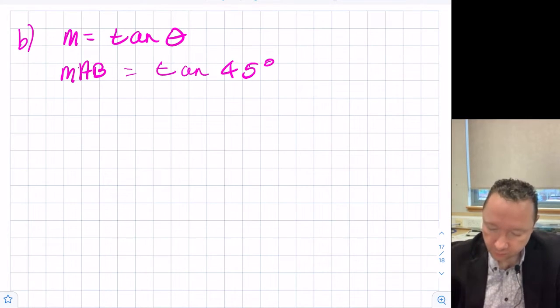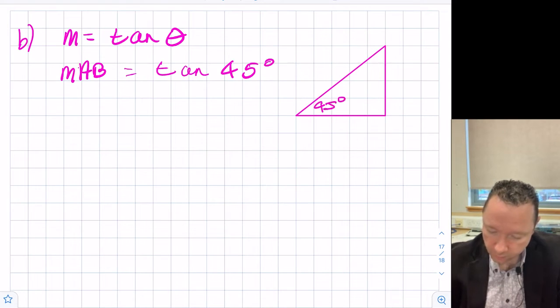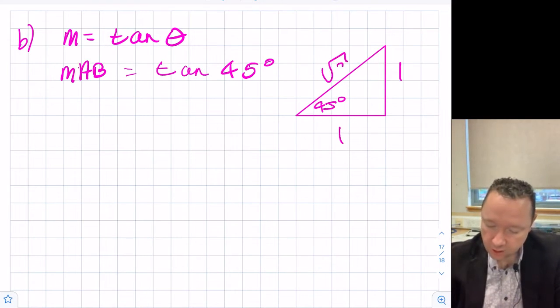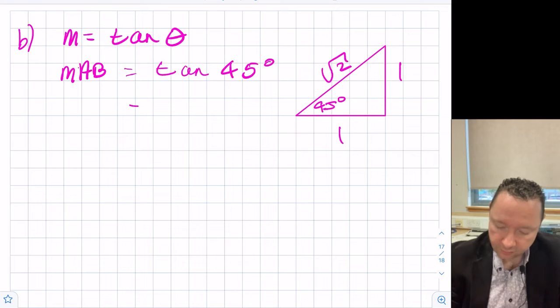Let's have a look at the tan of 45 as an exact value just to be safe. If I draw a right angle triangle and I want a 45 degree angle, then both of these are 45, which means it must be isosceles, so it's 1, 1. Using Pythagoras, I would get root 2. The tan of 45, even without a calculator, is just opposite over adjacent, it's 1.